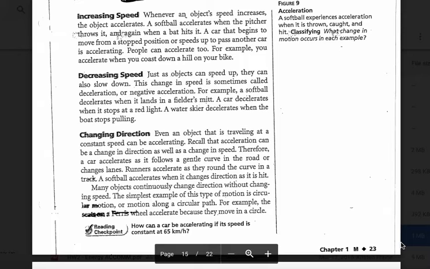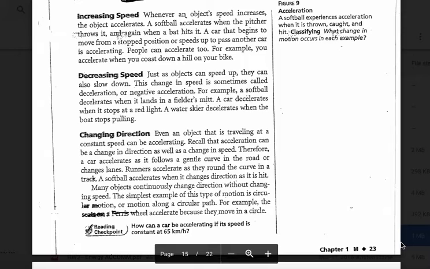Even an object that is traveling at a constant speed can be accelerating. Recall that acceleration can be a change in direction as well as a change in speed. Therefore, a car accelerates as it follows a gentle curve in the road or a change in lane. Runners accelerate as they round the curve in a track. A softball accelerates when it changes direction as it is hit.